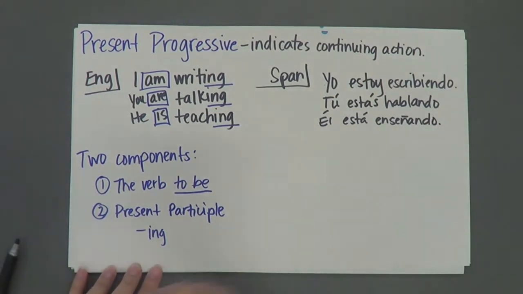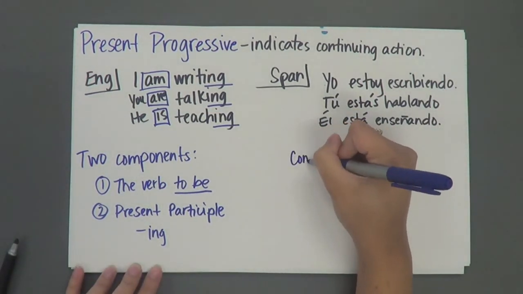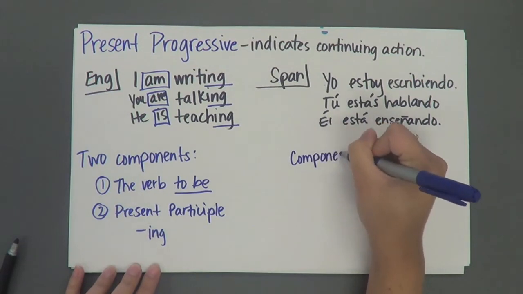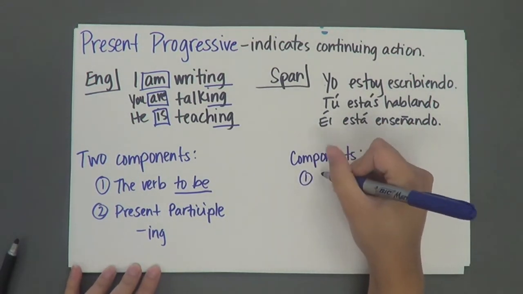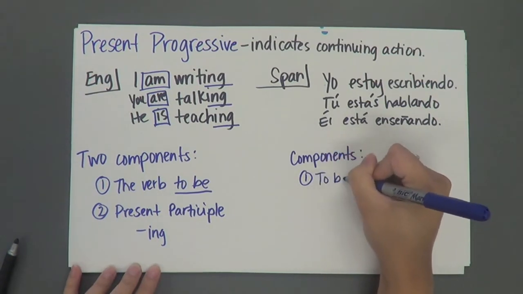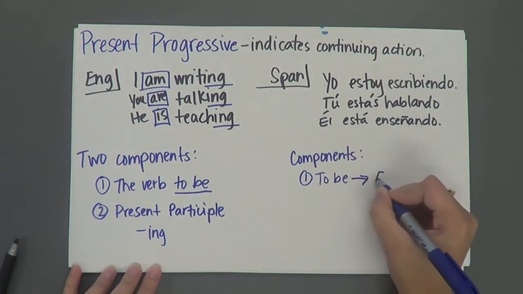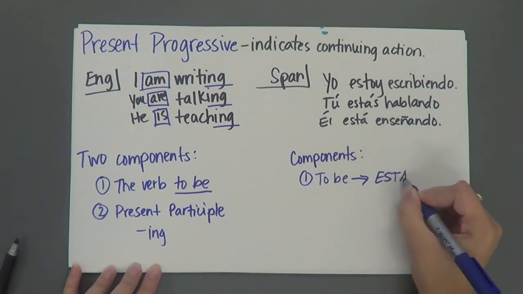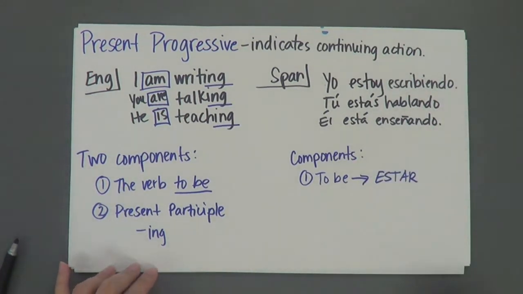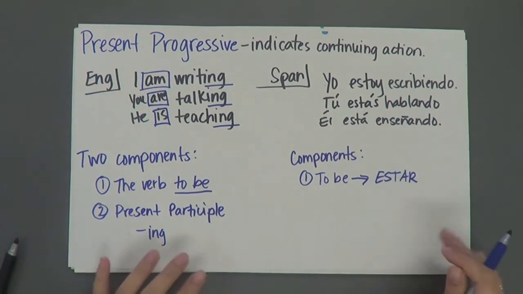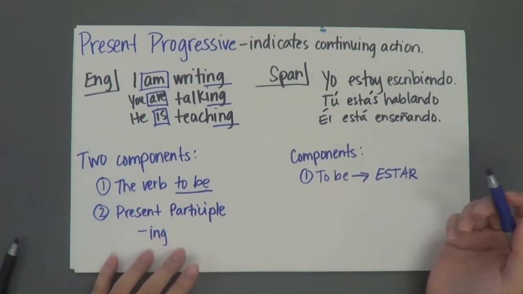So we have the same components in Spanish, but we're going to go over them again anyways. So the first one is going to be the verb to be. In this case it's going to be estar, because you don't always write, talk, or teach. It's not something you're doing all the time. It's something that changes, so we're going to use estar.